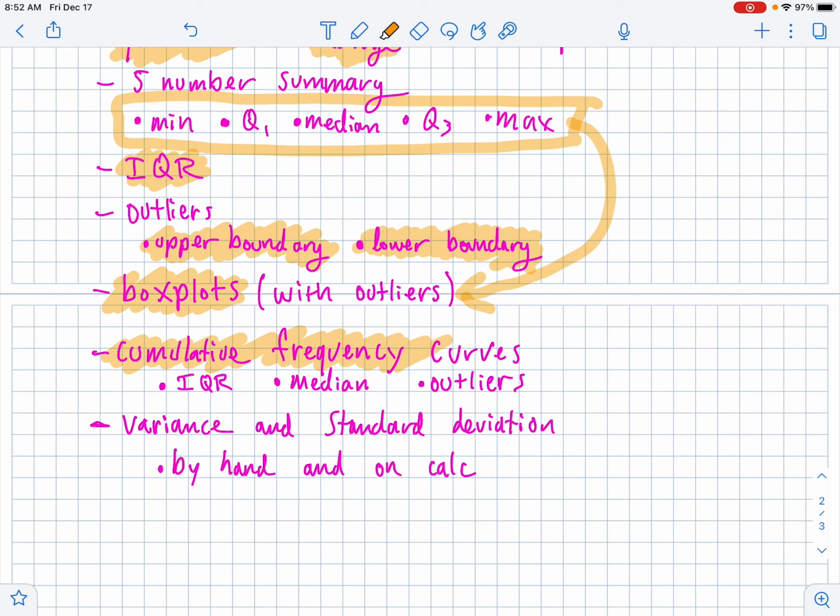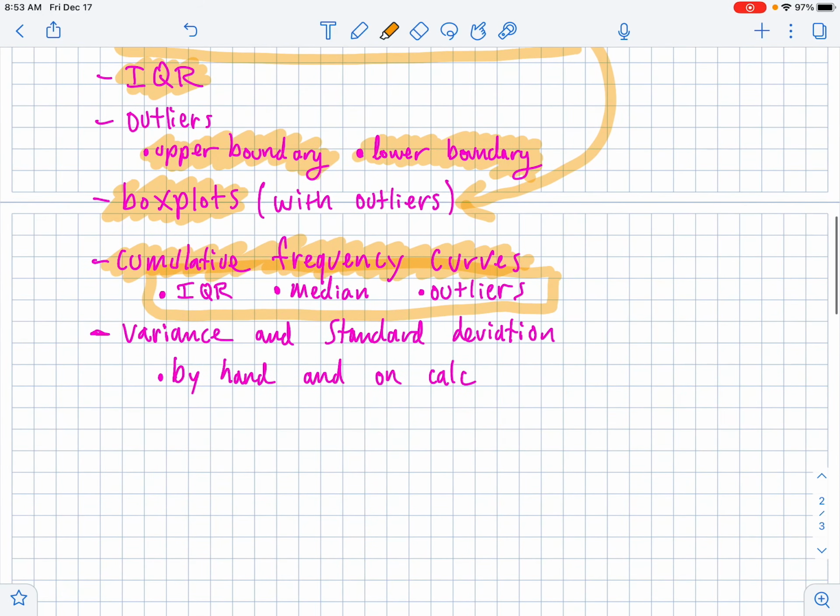Know how to construct a cumulative frequency curve. So given a frequency table with intervals, you can make a cumulative frequency curve. Then from that curve, you can find the interquartile range, the median, and the outliers.